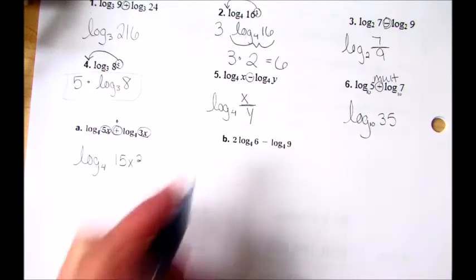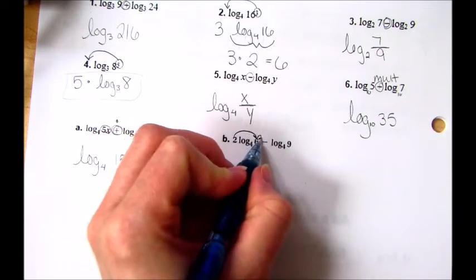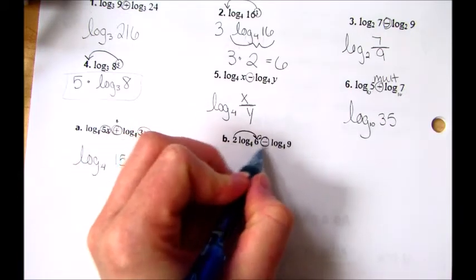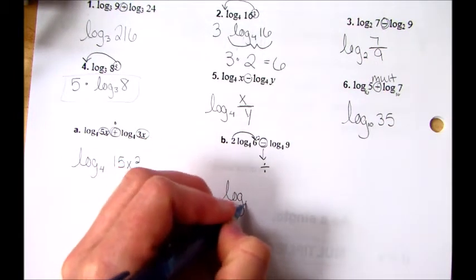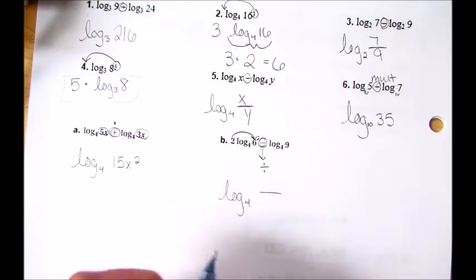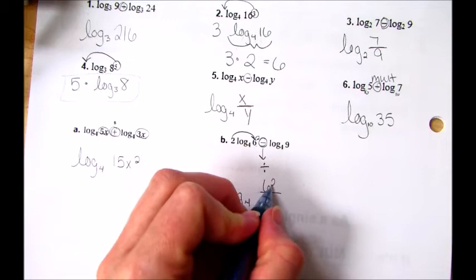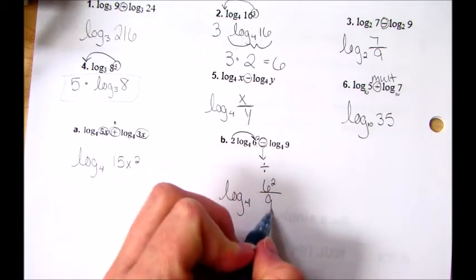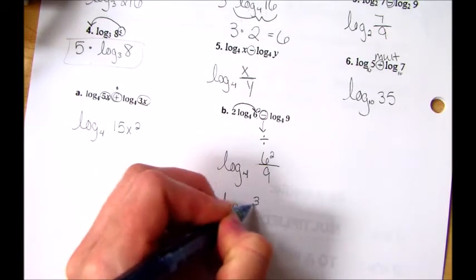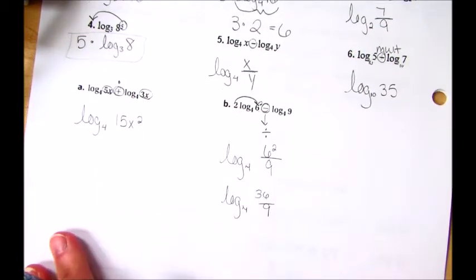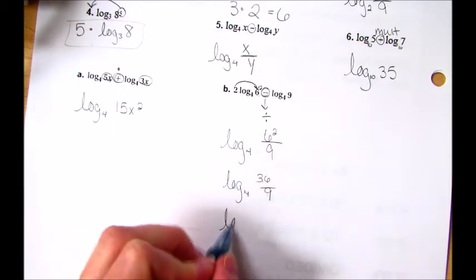Part B. I am going to put this 2 on that 6, so I'm going to put a little squared on there. And I know subtraction means division. So here's my log with a little 4. Here's my divide by bar. The first thing I have is 6 squared. The second thing I have is that 9. Well, we know that could be 36 over 9 because 6 squared is 36. We also know that 36 divided by 9 is 4.